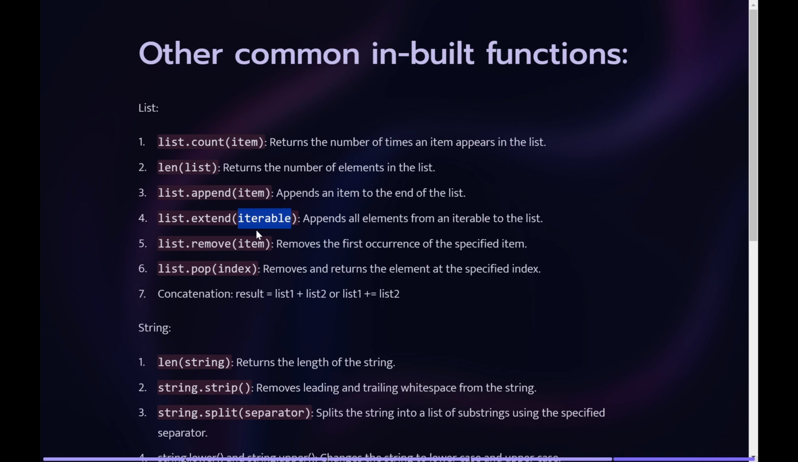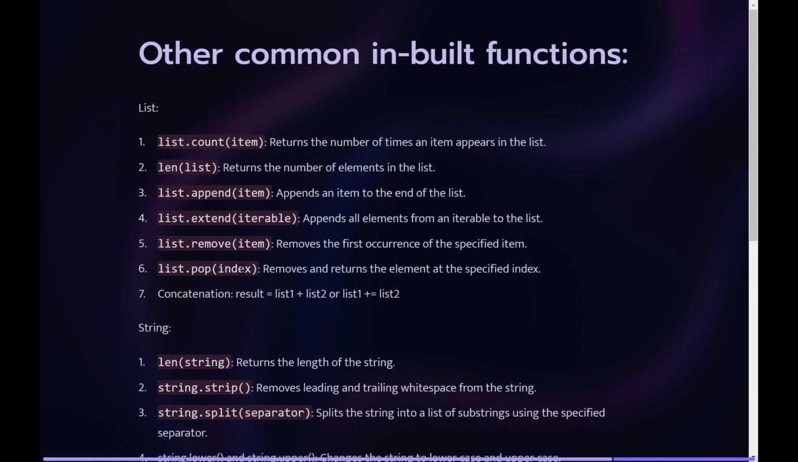And list.remove is used to remove the first occurrence of the specified item. Say if 3 is repeating more than once and I want to remove 3, the first occurrence of 3 will be removed. And list.pop takes the index value and it deletes the element.